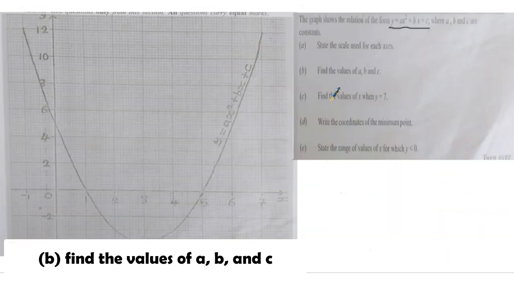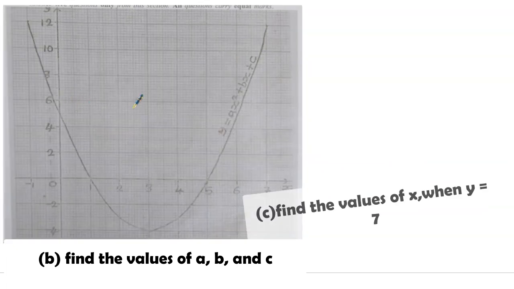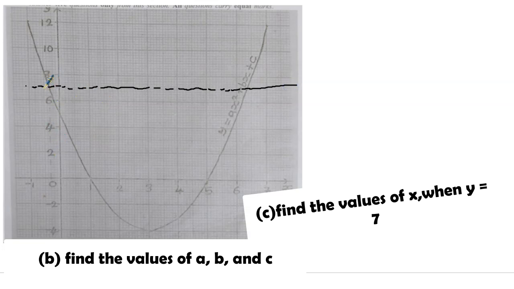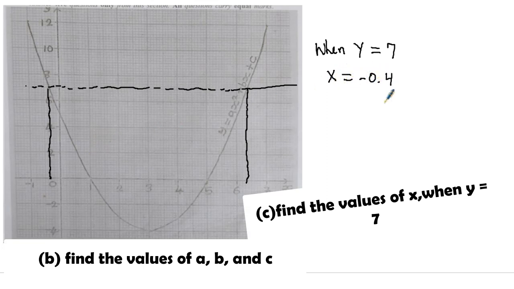Alright, next question, they are asking us to find the value of x when y is equal to 7. So when y is equal to 7, you're going to draw a line. You draw the line beautifully. And when you cut the parabola, then you trace it down. Going to trace it all the way down. So here. So you say when y is equal to 7, we get a value of x to be -0.4, and another one which is x is equal to 6.4 as an answer.